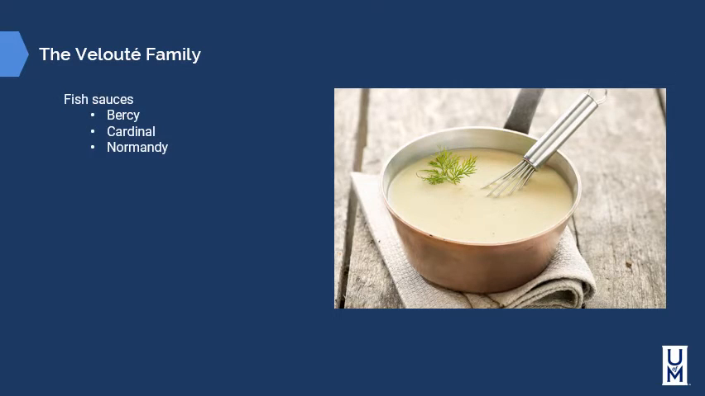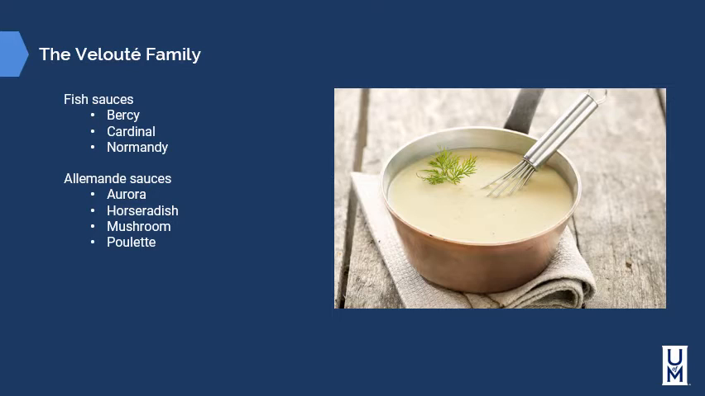Some of the fish variations: Bercy sauce, a reduction of white wine; a cardinal sauce, which is diced tomatoes, cayenne pepper, and sometimes paprika. The end result will be a sauce that has a red tint to it. This goes really well with lobster and crawfish dishes and is often the base for what most people in the South refer to as crawfish cream sauce. And Normandy sauce, in which cider or dry white wine is added along with butter.